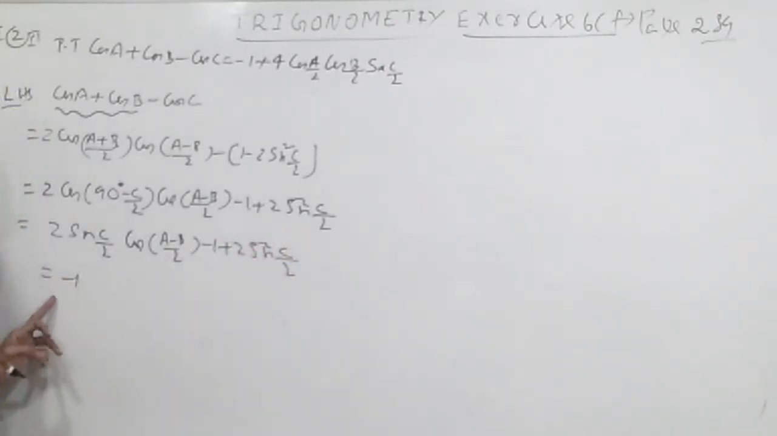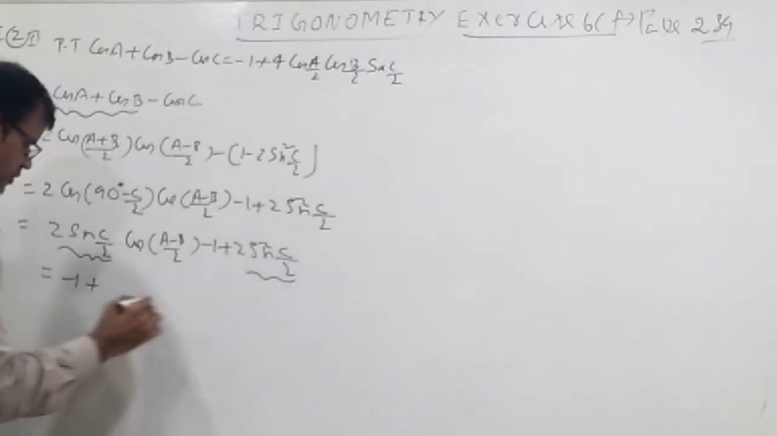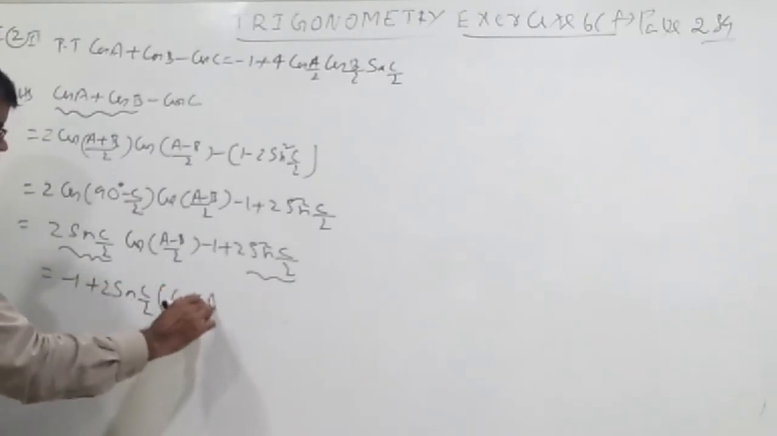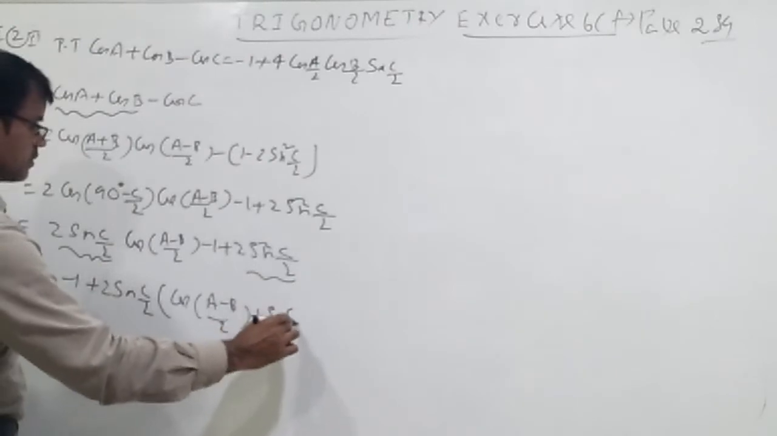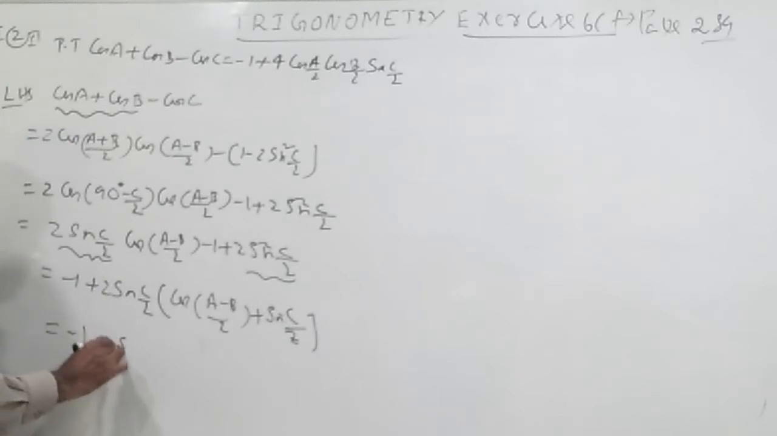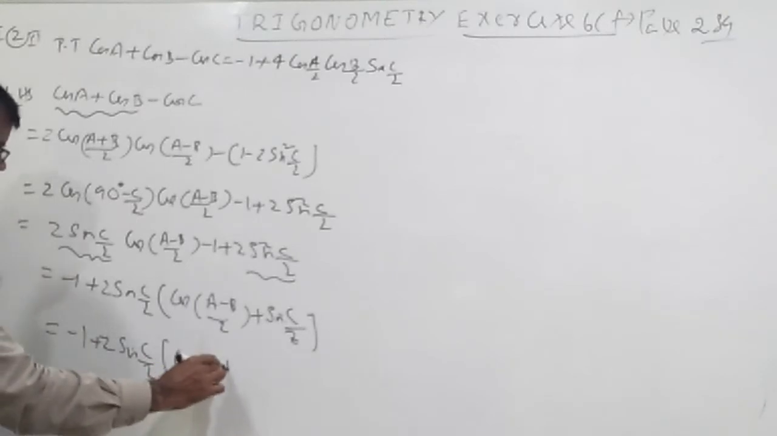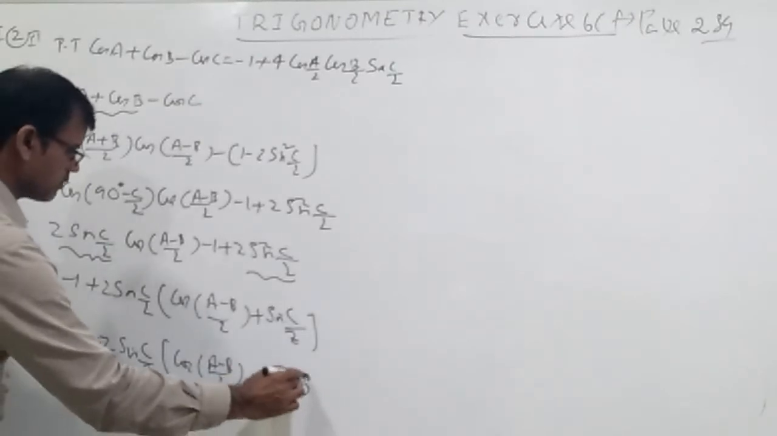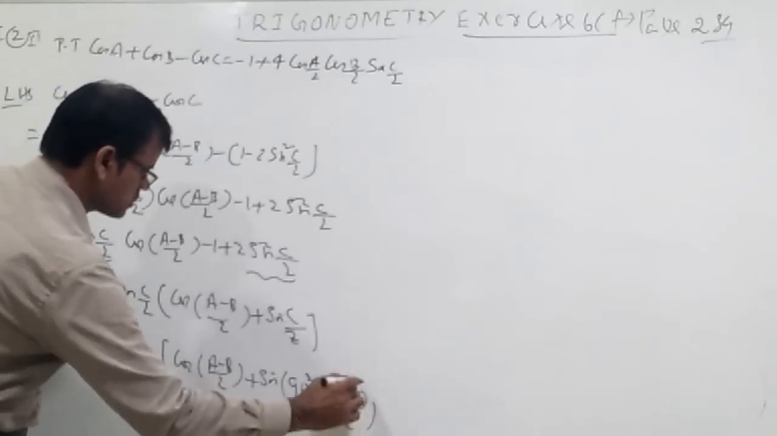First of all, write minus 1 as it is, plus, take 2 sin C by 2 common in these two terms. 2 sin C by 2 into cos of (A minus B) by 2 plus sin C by 2. That is equal to minus 1 plus 2 sin C by 2 into cos of (A minus B) by 2 plus this sin C by 2, which can be converted as sin of 90 degrees minus (A plus B) by 2, like this.